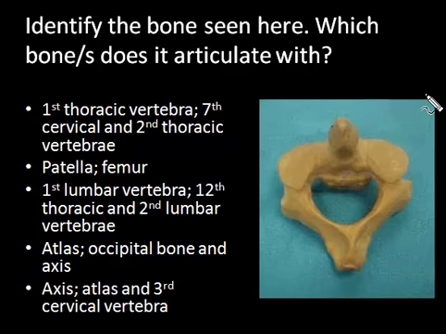Now let's say you didn't know that that was the dens. You must know the differences between the atypical vertebrae. So let's first look at the choices we have and come to the right conclusion. So it says here the first thoracic vertebra. Now by looking at it, even if you forgot, thoracic vertebrae are very different. They didn't have this protuberance here. They had costal facets.